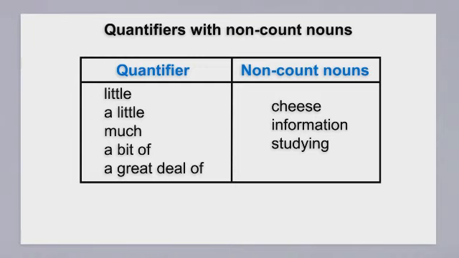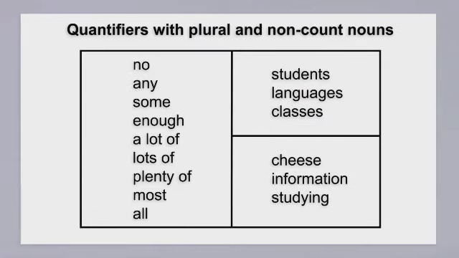Some quantifiers can only be used with non-count nouns. For example, little cheese, a little cheese, much information, a bit of information, or a great deal of studying. And some quantifiers can be used with plural count nouns and non-count nouns. For example, no students, any languages, some classes, enough cheese, a lot of information, or lots of studying.